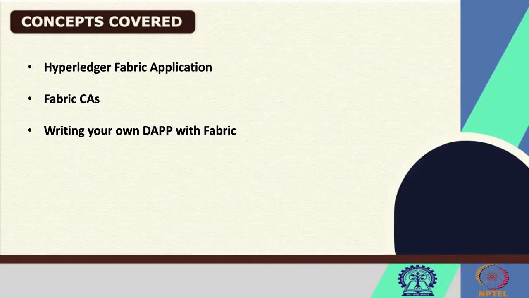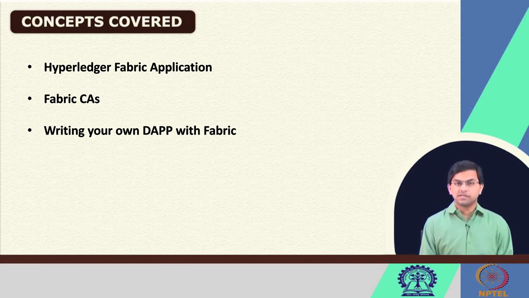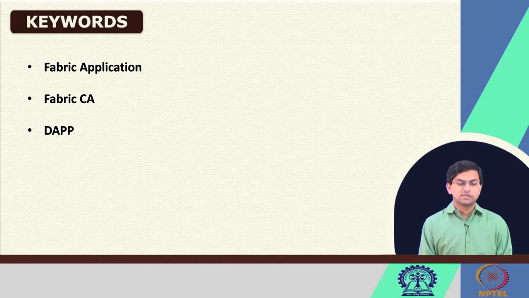So in this particular lecture we will see how we can use Hyperledger Fabric applications to integrate with Hyperledger Fabric smart contracts in order to build decentralized applications or dApps. We will also see how we use Fabric CAs, or Fabric certificate authorities, to get Fabric identities and credentials for our applications, which would in turn be used by the application to execute transactions. So the keywords for this lecture are Fabric application, Fabric CA, and dApps.